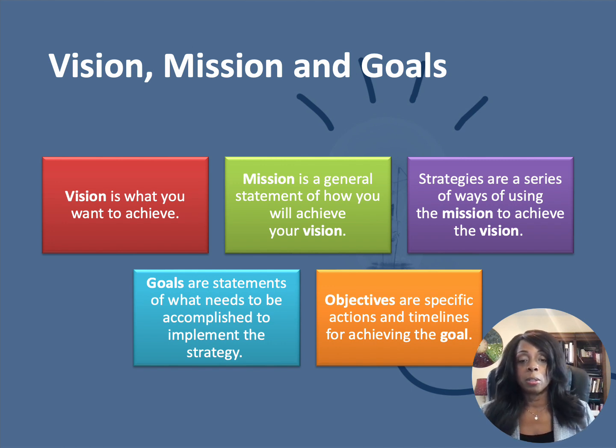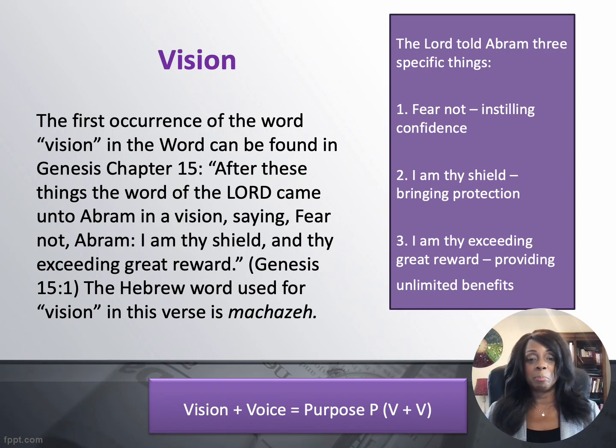Goals are your statements of what needs to be accomplished to achieve strategy. So you're going to set goals. It's really kind of breaking everything down. So we have specifics, and then your objectives are the specific actions and timelines for achieving your goals. Your specifics and your timelines are going to be important. It has to be measurable for you to be able to determine whether change is necessary. So we need to involve all of those components.